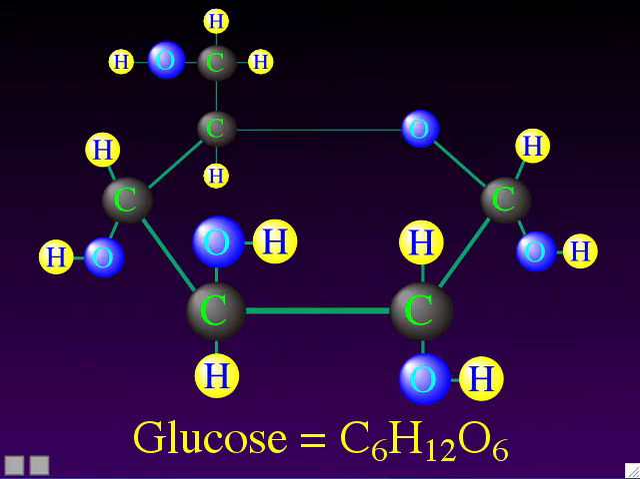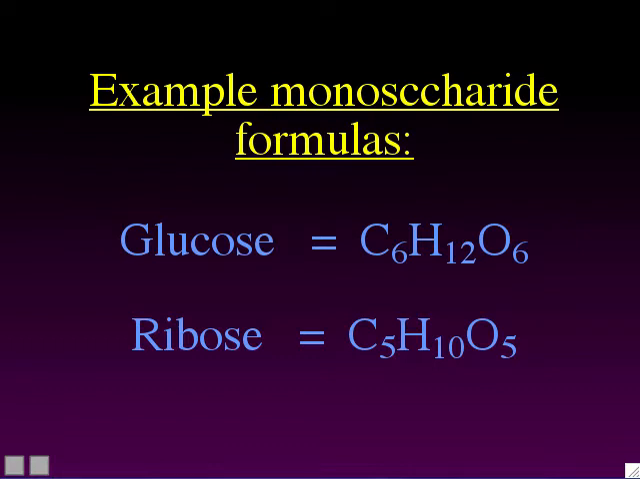In the lecture handout, I said CnH2nOn, where n can represent any number. So just to show you this, here's the molecular formula for glucose. It fits the pattern, right? The number of carbons is equal to the number of oxygens, the number of hydrogens is twice that. So since it fits that pattern, that tells you that glucose by definition is a monosaccharide.